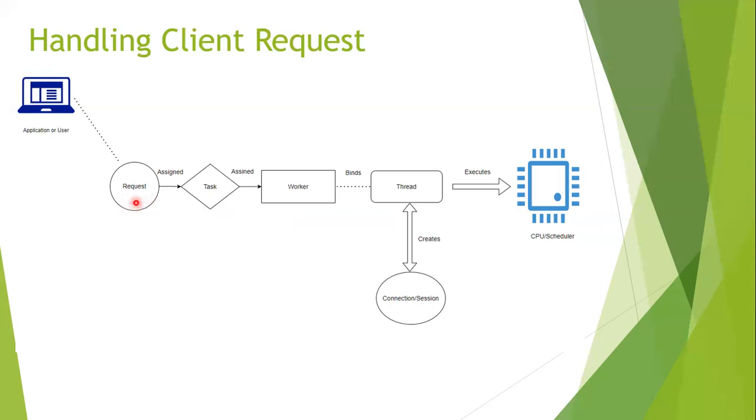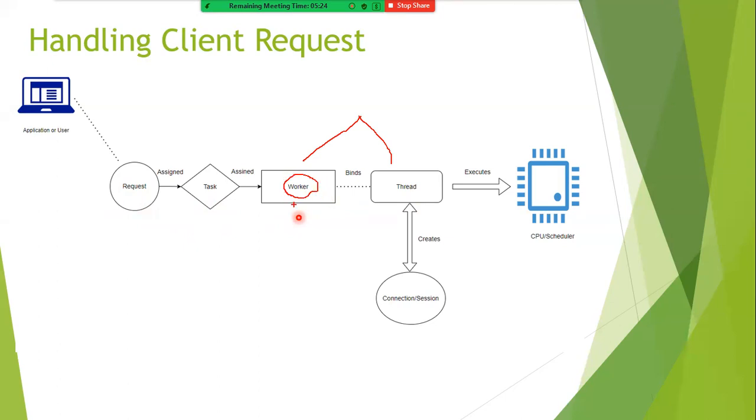So it will be created and considered as a request, and we will be assigning that request to a task, right? So the task will be created and the task will be assigned to a worker and thread, right? So these are two parts, because a worker you can consider as a logical thread. So a logical thread is nothing but a worker.